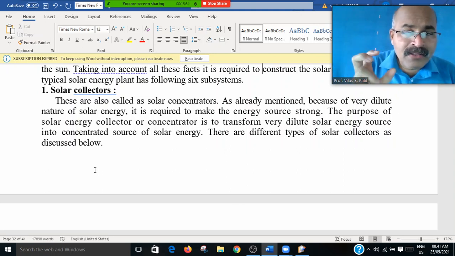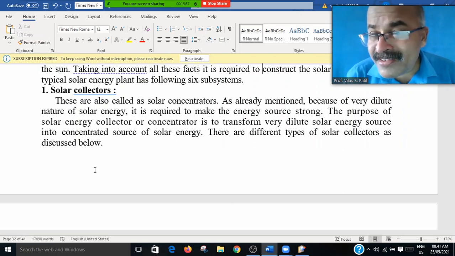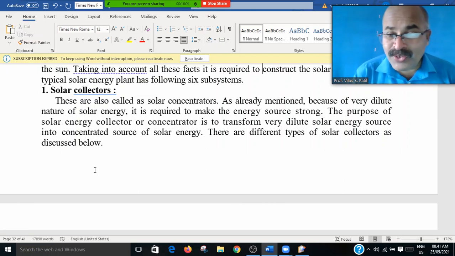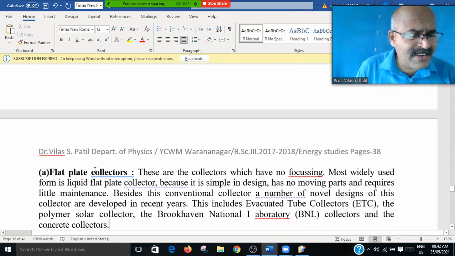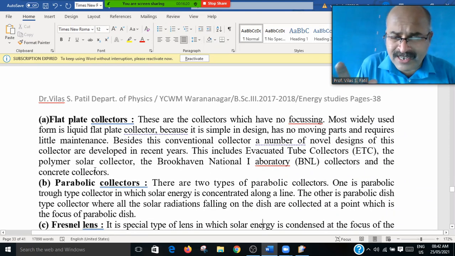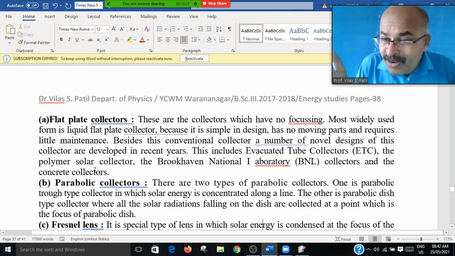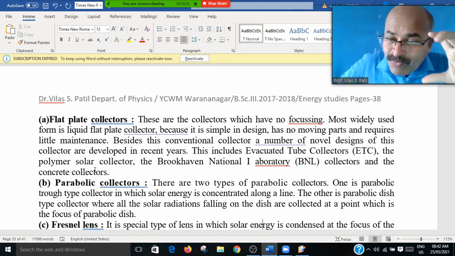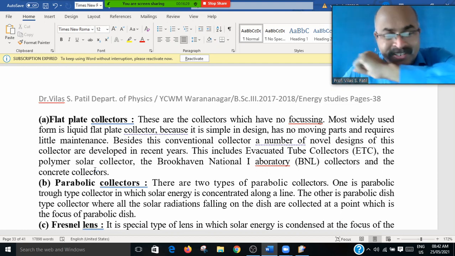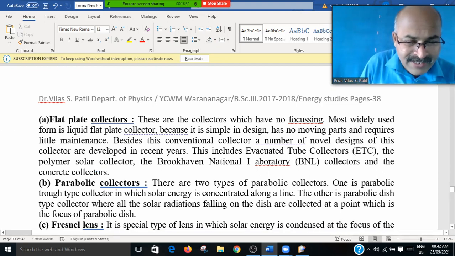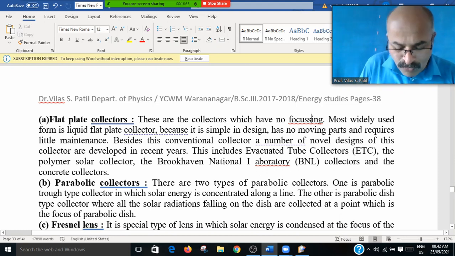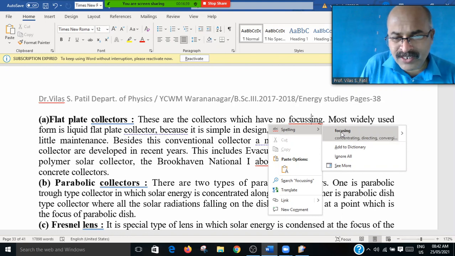It means that some techniques are used to increase the concentration of the heat radiation coming on the earth surface, and such collectors are known as solar concentrators. There are different types of solar collectors or solar concentrators. They convert the solar energy from dilute form to concentrated form. That is the flat collectors. These are the collectors which have no focusing. Here no focusing is used.